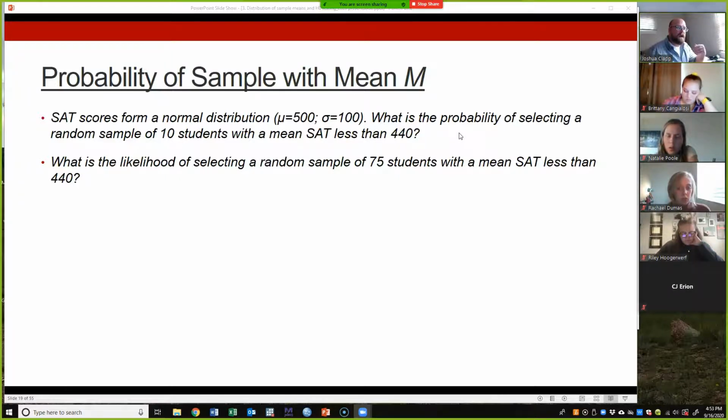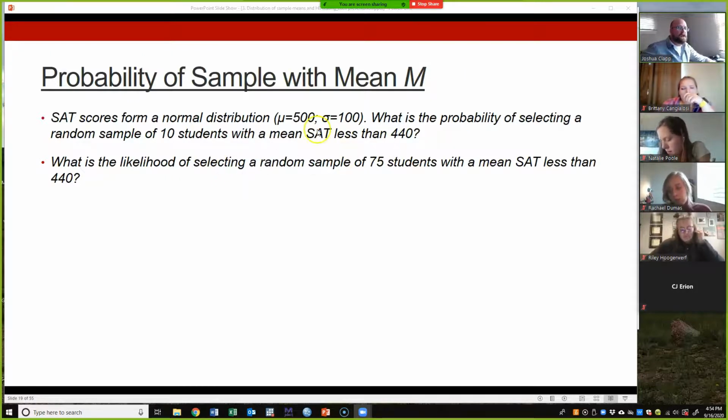So let's say I know that SAT scores form a normal distribution, with a mean of 500 and a standard deviation of 100. And so what I can do is calculate the probability of selecting a random sample of 10 students with a mean SAT less than 440. I could also look at the likelihood of selecting a random sample of 75 students with a mean SAT less than 440.